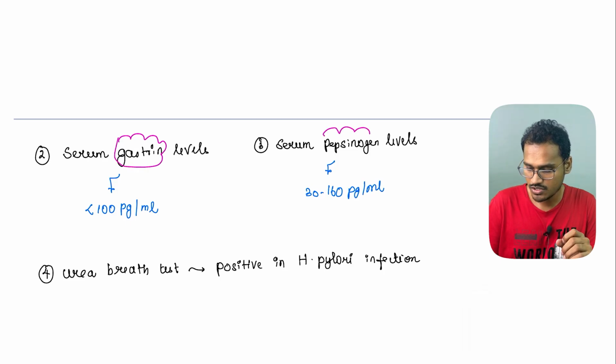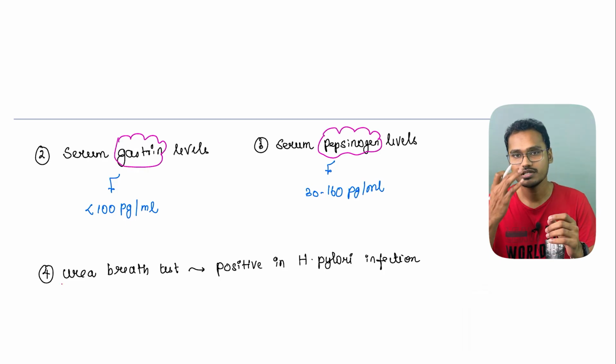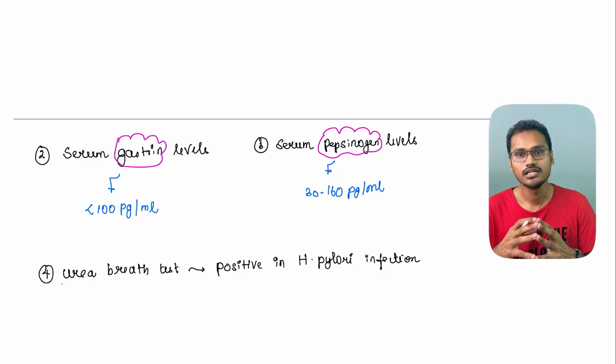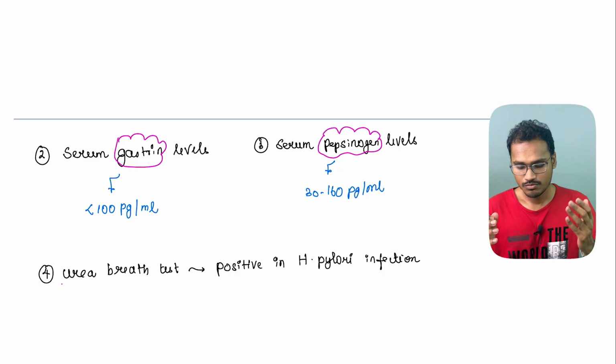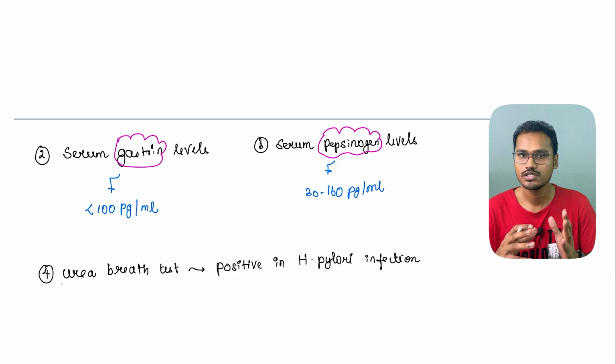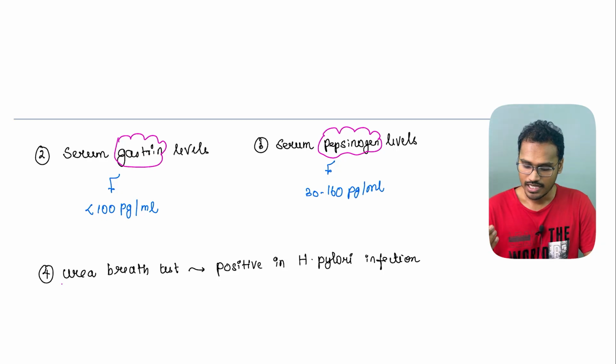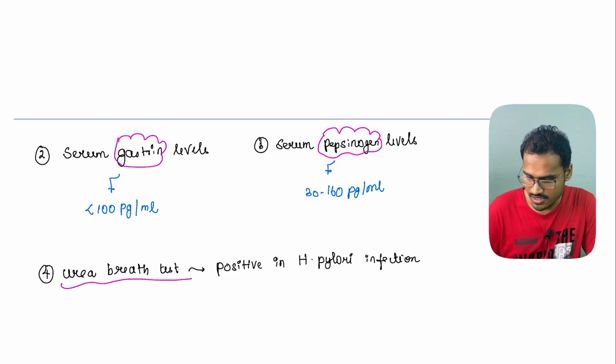Okay. Next, coming to the other test, we can directly measure the serum gastrin levels, or we can measure the serum pepsinogen levels also, because they are produced from the stomach only. And the gastrin level should be less than 100 picogram per ml, whereas the pepsinogen level should be less than 160 picogram per ml.